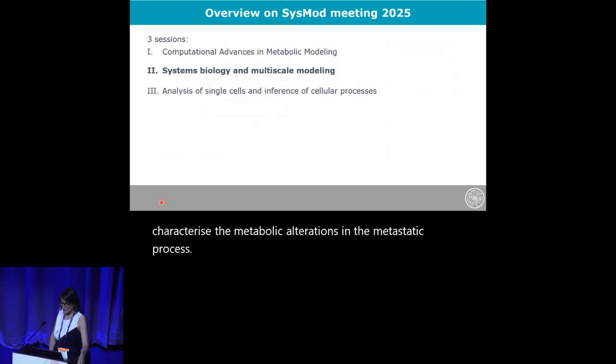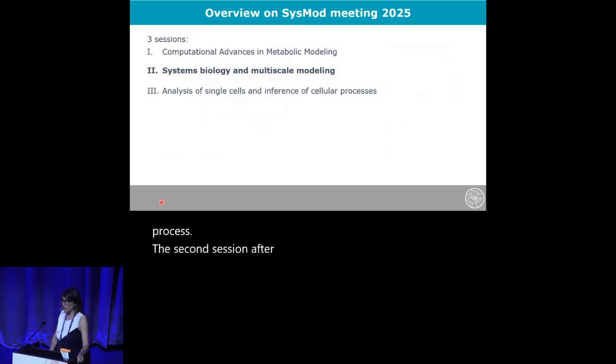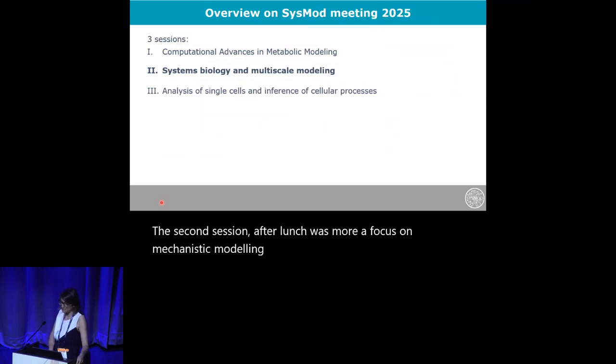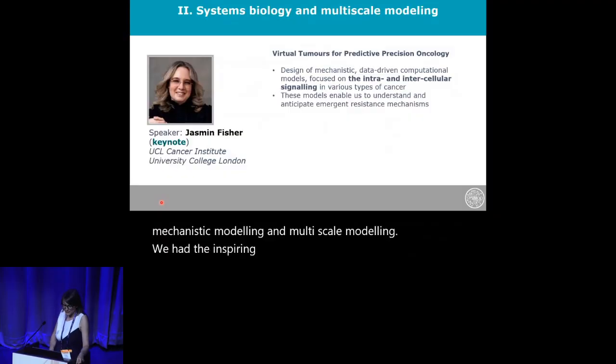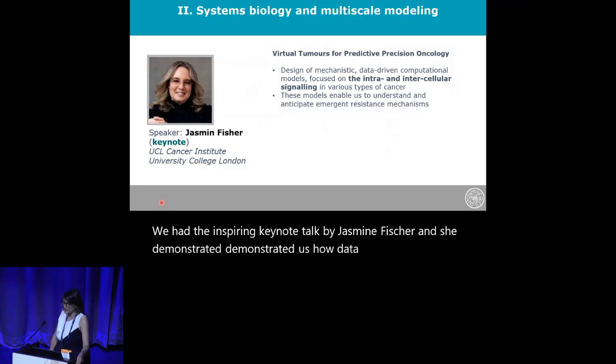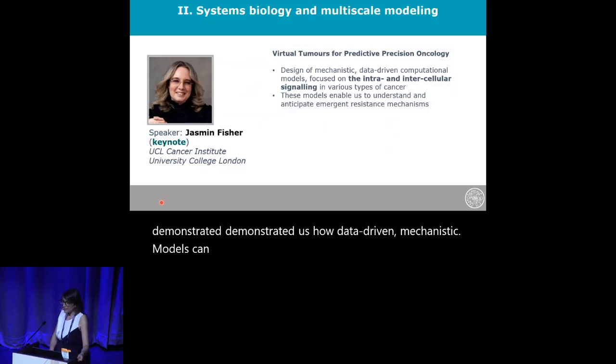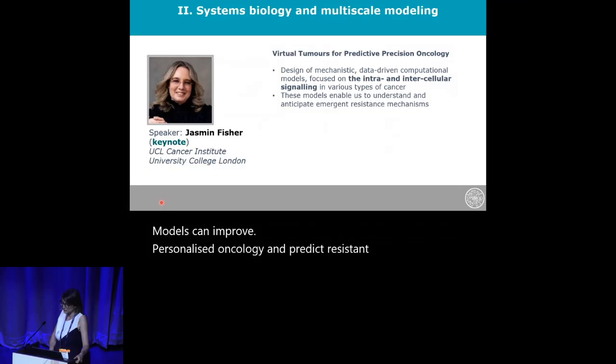The second session after lunch was more a focus on mechanistic modeling and multi-scale modeling. We had the inspiring keynote talk by Jasmine Fisher, and she demonstrated to us how data-driven mechanistic models can improve personalized oncology and predict resistance to treatment.